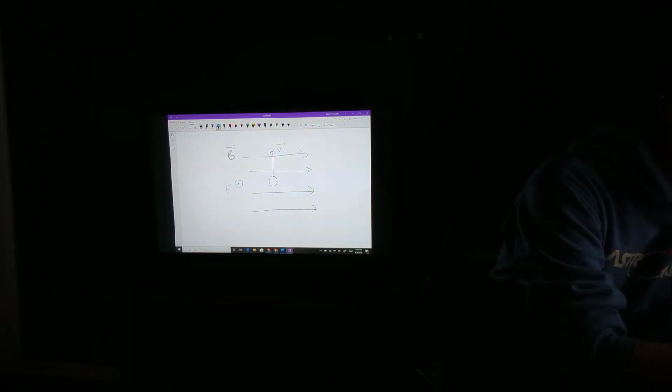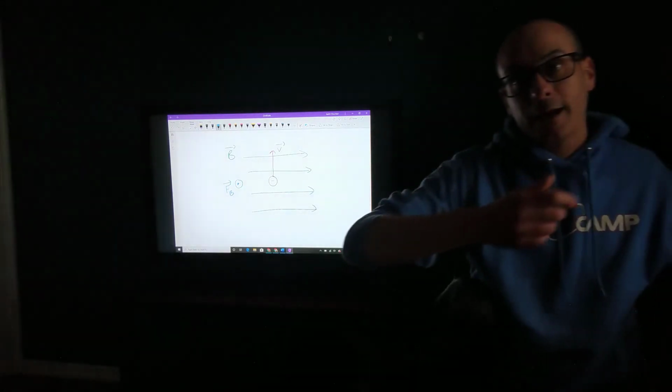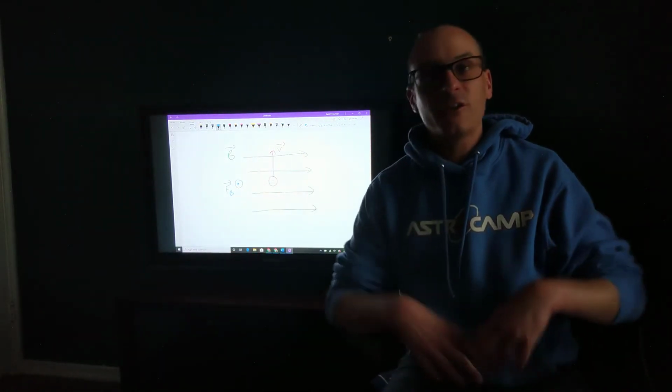Some other methods say use the right hand rule and then just do the opposite with the negative charge. I don't like that. I just say, just use your left hand.